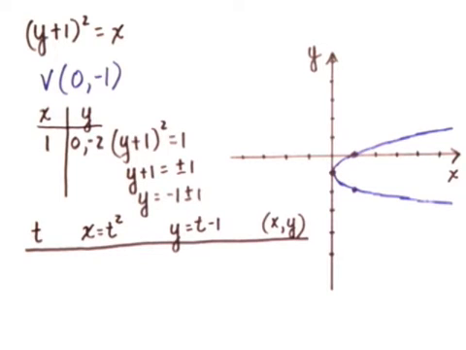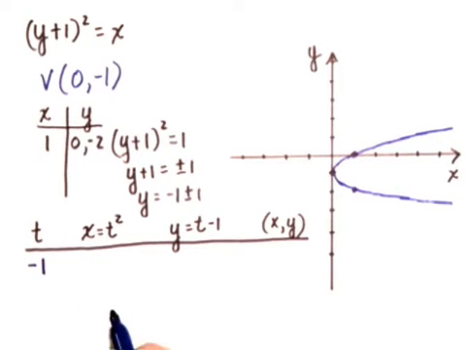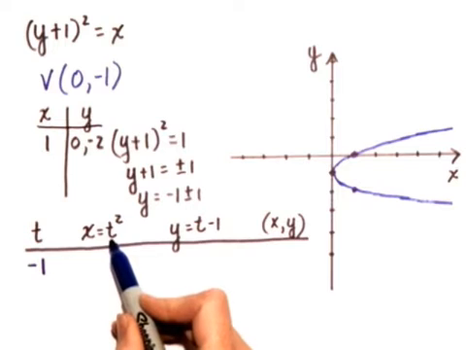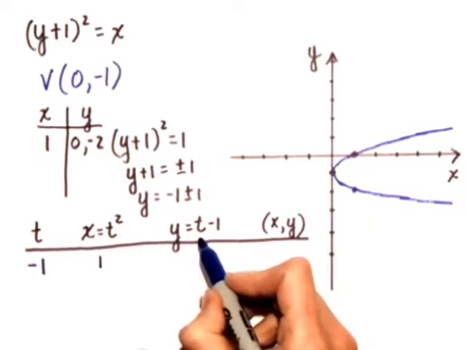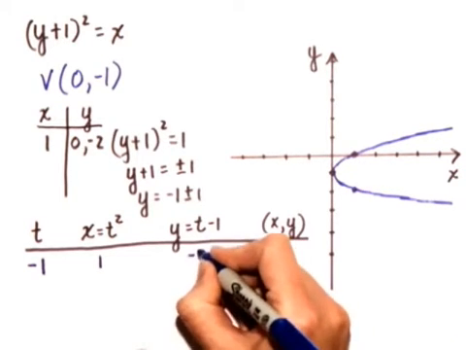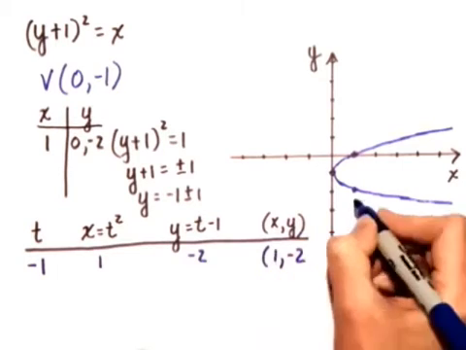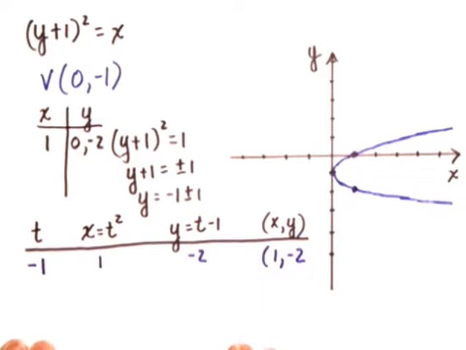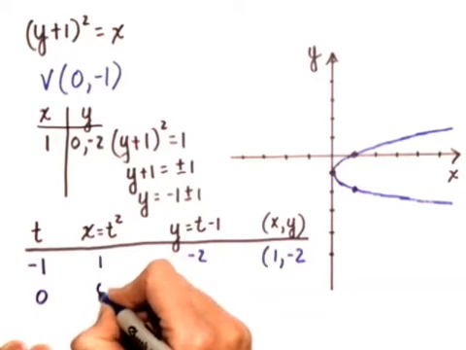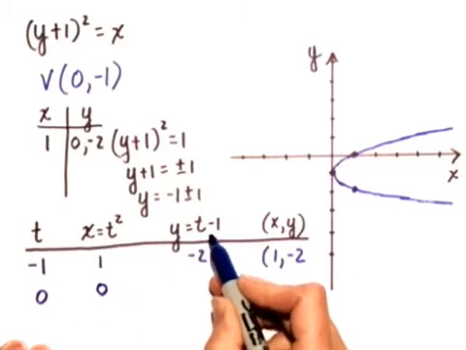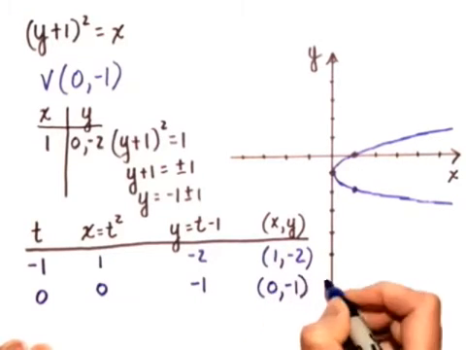So let's just start by picking a couple of different numbers. Let's let t equal negative 1. If t is negative 1, then x is equal to t squared, or negative 1 squared, or simply positive 1. Y equals t minus 1, so that would be negative 1 minus 1, or negative 2. So we have the point x comma y on the graph, or 1 comma negative 2, which we've plotted right here. Letting t equal 0, x, which equals t squared, is just 0 squared, or 0. Y would equal 0 minus 1, or negative 1. And then we have the point 0 comma negative 1.